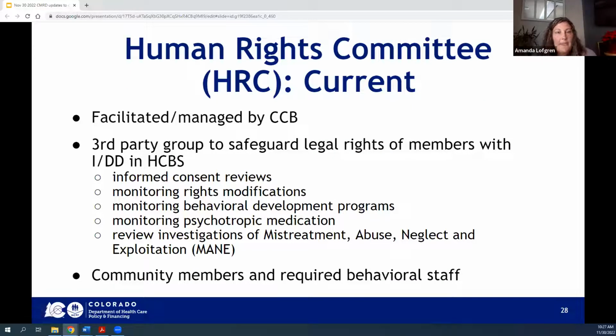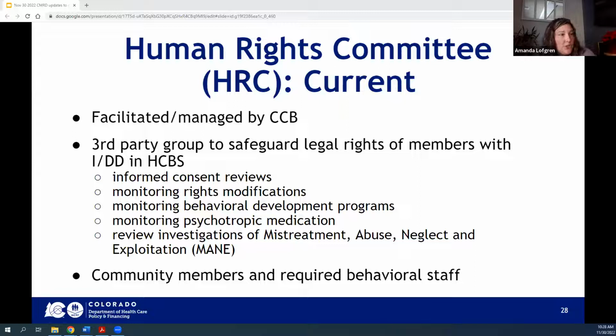Human Rights Committee. We currently have a Human Rights Committee, and the Department of Healthcare Financing and Policy is requiring the community center boards to operate it to protect the rights of members with intellectual and developmental disabilities. The HRC acts as a third-party mechanism to adequately safeguard legal rights for a person receiving services by participating in the granting of informed consent, monitoring any suspensions of rights for a person receiving services, monitoring behavioral development programs in which individuals with intellectual and developmental disabilities are involved, and monitoring the use of psychotropic medications. They also review investigations of allegations of mistreatment of individuals who are receiving services and supports.